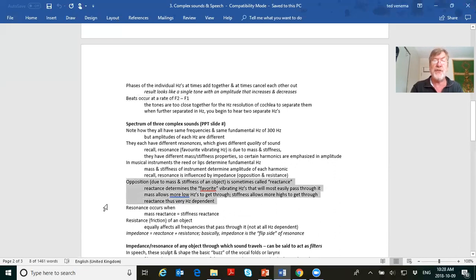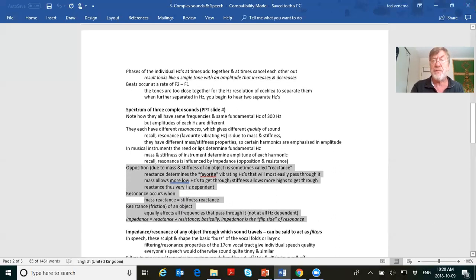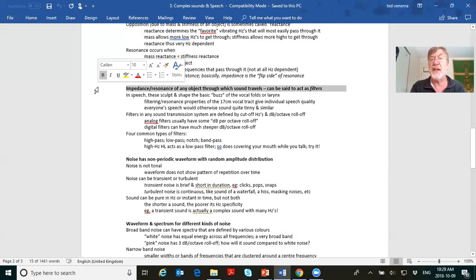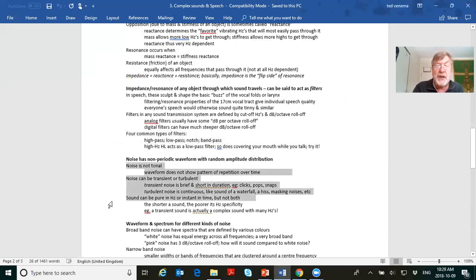Enough on that. Next. Oh, look at this. You're getting that opposition and resonance and resistance again, just to hammer down the fact. Remember, remember, remember. All of this section. Impedance and resonance of any object which can be said to act as filters. Put a star by this one. Common types of filters. Put a star by transient and turbulent.